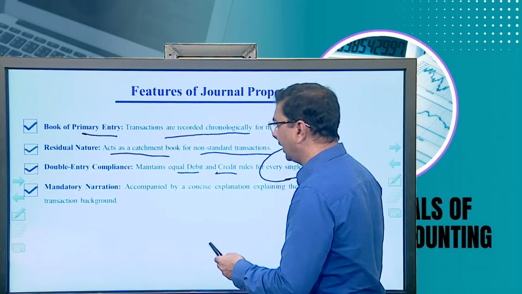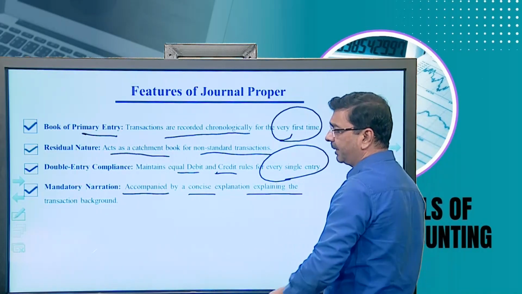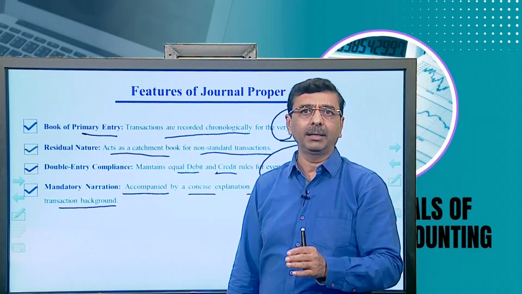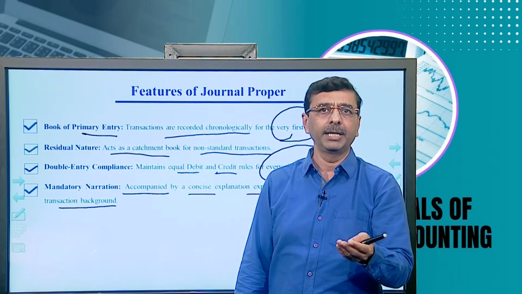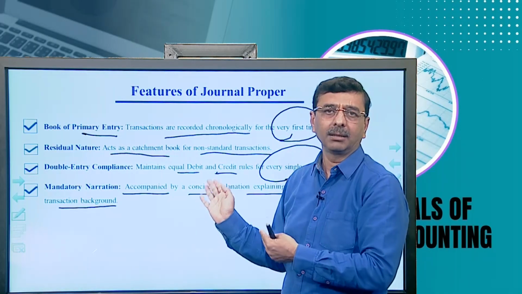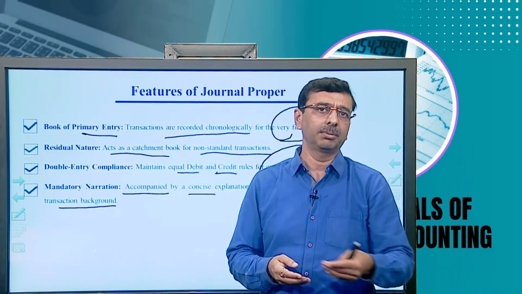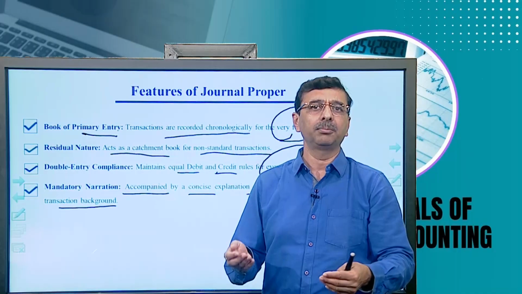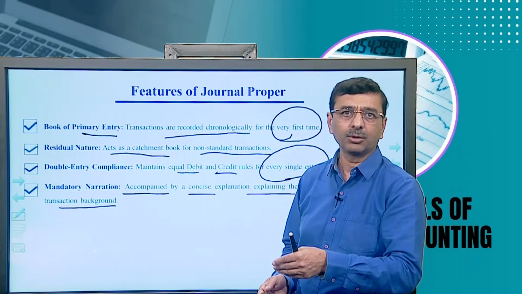Mandatory narration that you have to write, accompanied by concise explanations of the transaction's background. We need to understand the narration is mandatory. So suppose you purchase machinery on a credit basis, then we'll have to write that the machinery account is debited, and the person's name from whom we purchased the machinery has to be credited. Then we'll have to write the narration: being the machinery purchased from so-and-so vendor on a credit basis. So that narration has to be written there.